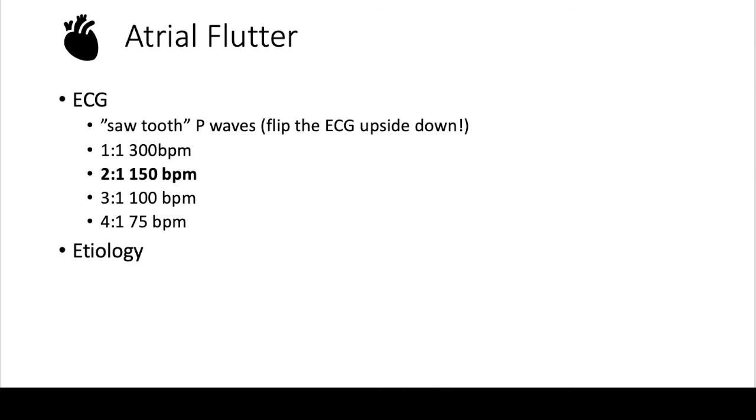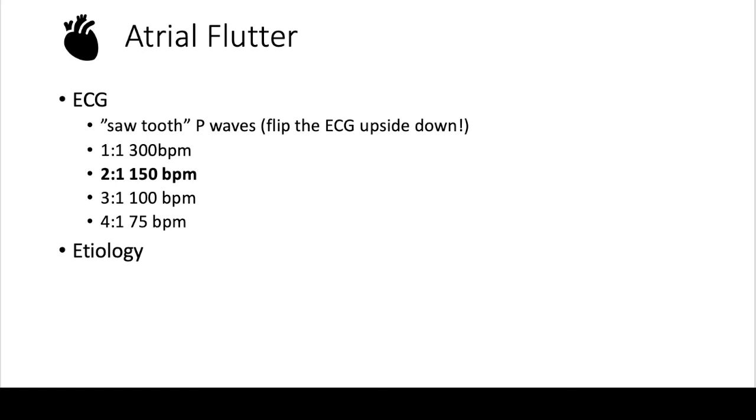So if you have a patient come in with a heart rate, or they develop a heart rate, in the 145s or 155s, and they're just constantly staying there, not going up, not going down, think about atrial flutter as being the etiology. You also could have higher blocks where you have 3-to-1 or 4-to-1 P waves to QRS complexes, and those would have slower rates of 100 to 75 beats per minute.